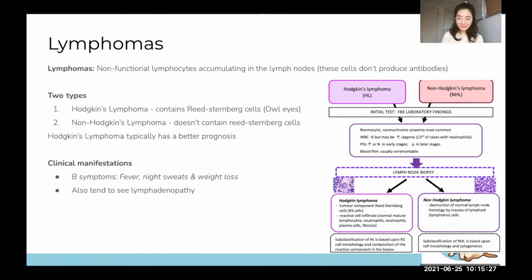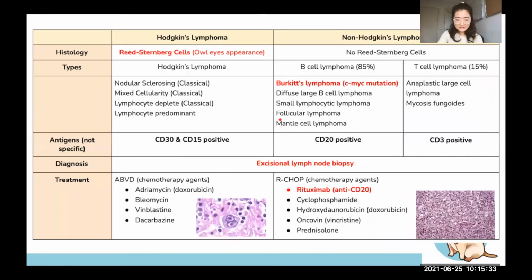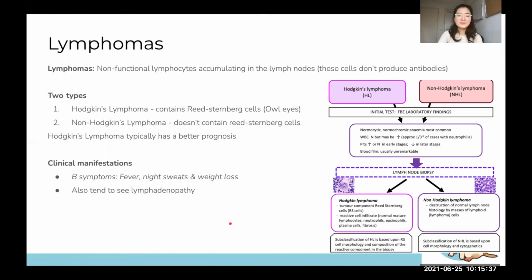Hodgkin's lymphoma is basically buzzword Reed-Sternberg cells, or owl eyes. I think I've got a picture here. Essentially it looks like an owl. That's the way that you remember it. And non-Hodgkin lymphoma just means that they don't have these Reed-Sternberg cells. Typically speaking, Hodgkin's lymphoma has a better prognosis. A way of remembering that is owls are cute, so better prognosis.